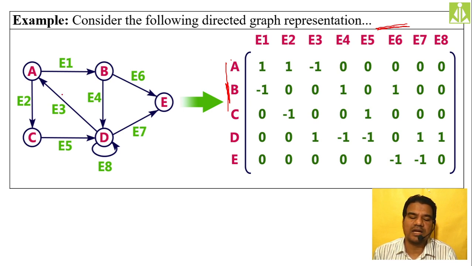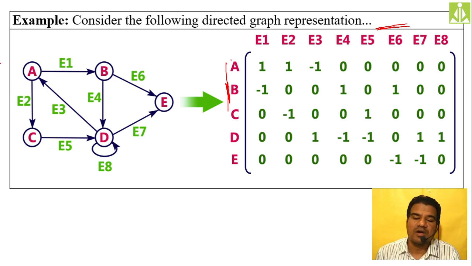We don't have any connection to E4. 0. E5 0. E6 0. E7 0. E8 0. Because we don't have any direct connection to these edges. So we are keeping zeros over there. We have only direct connections with E1, E2 and an incoming connection with E3. Two outgoing edges E1, E2 and one incoming edge E3. So for outgoing edges we put 1s and for incoming edges we put minus 1, and if there is no connection to the edge we put 0 over here. So A we have completed.